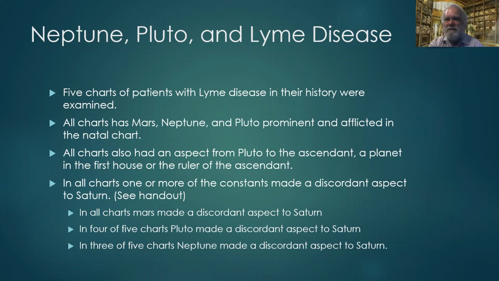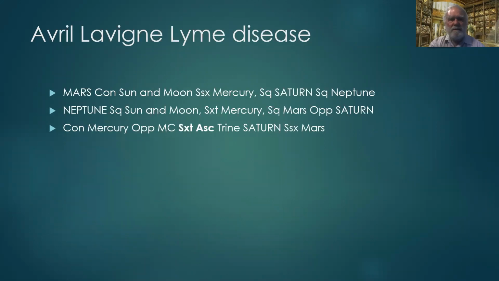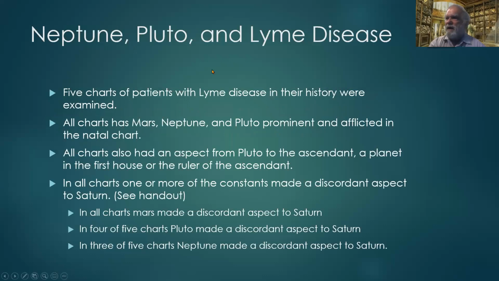I'm sure I could collect a whole lot more than that, but these were in the Astro Data Bank. And we have here the 5 charts and their histories, which were examined. All the charts had Mars, Neptune, and Pluto prominent and afflicted in the natal chart. I didn't have onset for any of these, so I don't have progressions.